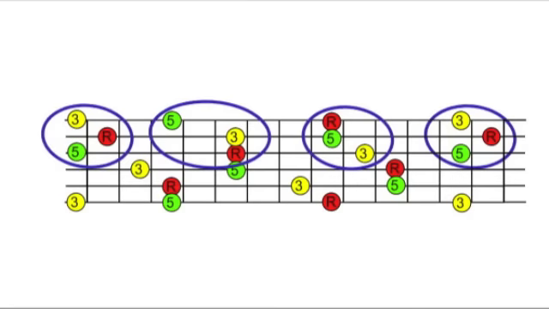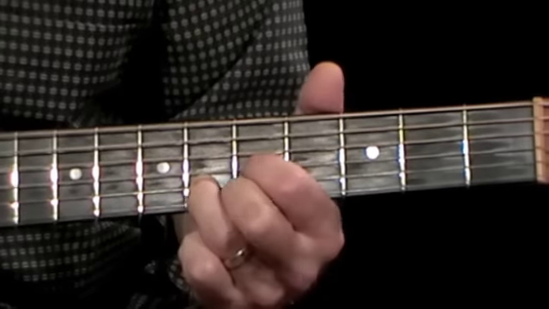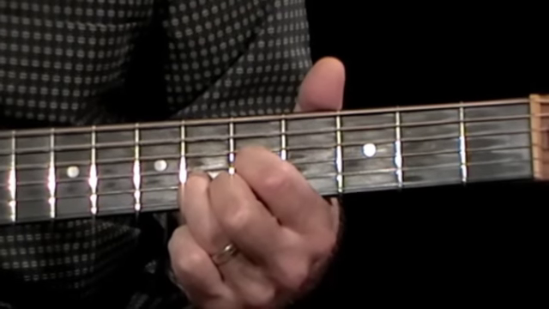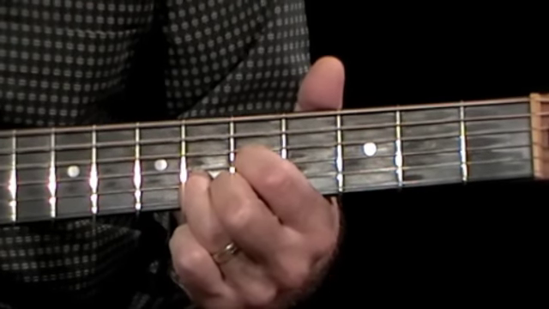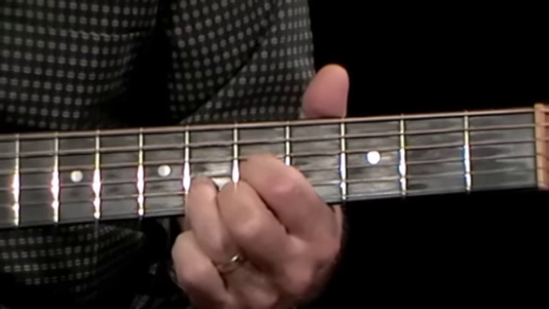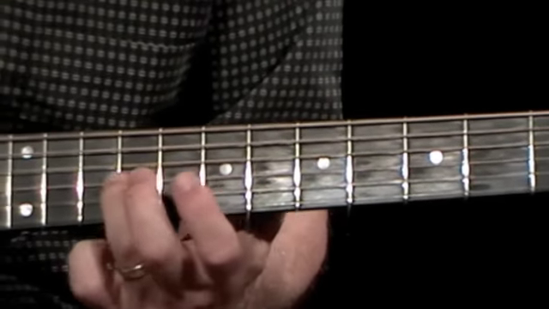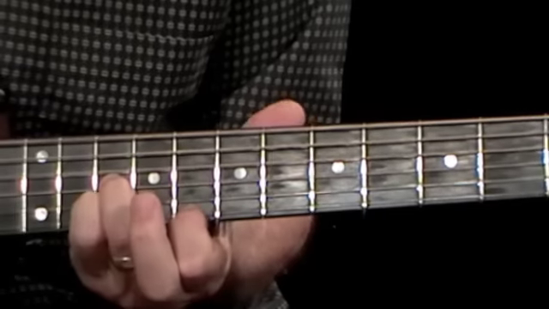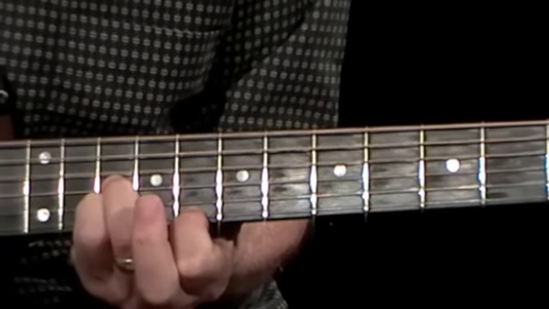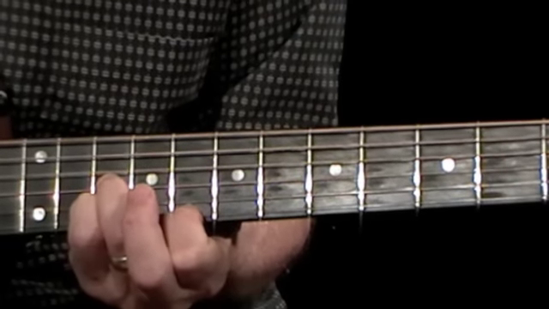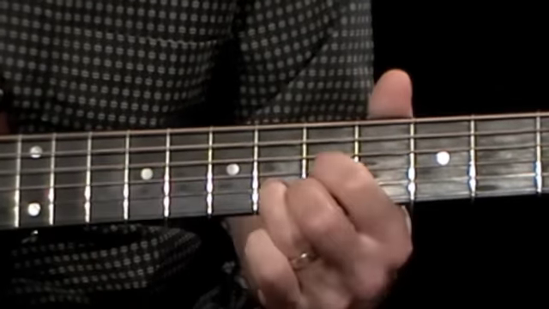For the next shape up, the root is on the third string. So I've got this F here. Well, I know I can find an F on the third string just by moving 4 frets higher up. 1, 2, 3, 4 there. So that helps me locate that voicing of the F chord.